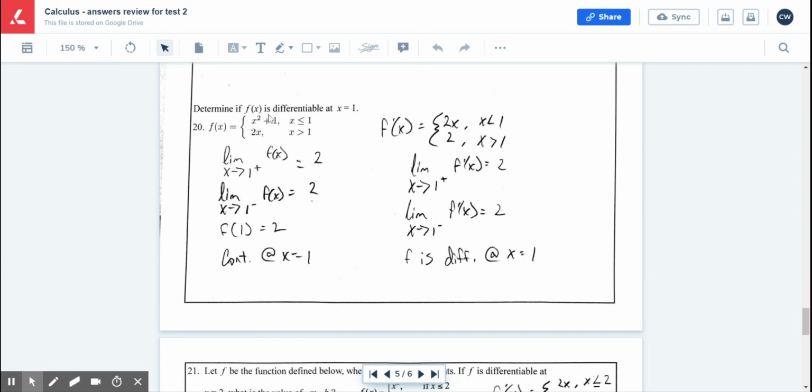Then I need to look at the derivative. So I need to take the derivative of both of these. So derivative of x squared plus 1 is 2x. Derivative of 2x is 2. Then I need to check the limit from both sides. Make sure you're putting the derivative in here. Some of you didn't put anything in here, and some of you put f in there on the quiz. Make sure you're showing the derivative here.